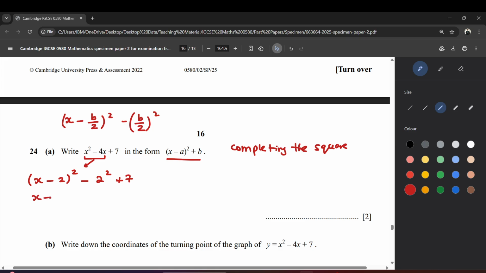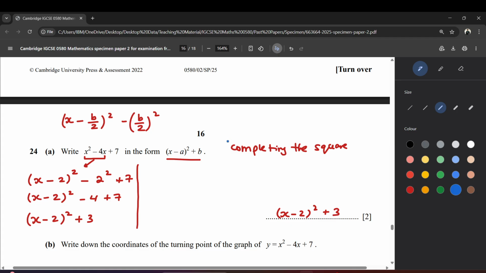So this becomes (x minus 2) whole square minus 4 plus 7. So this becomes (x minus 2) whole square plus 3. Okay, so therefore your answer will be (x minus 2) whole square plus 3. There's another way that you can do this.